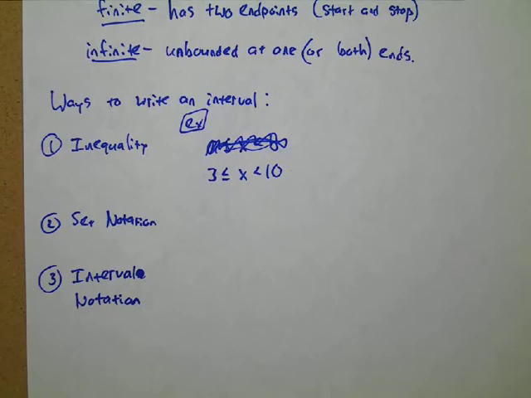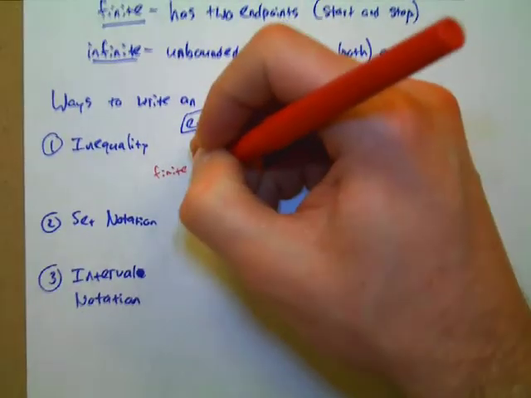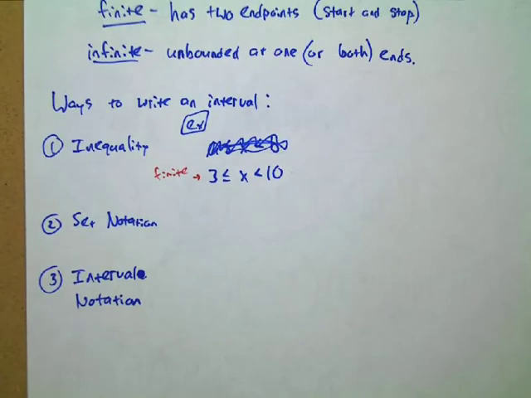X values are greater than or equal to 3. X values are less than 10. So it's between 3 and 10. So finite or infinite? Finite now, because we are between 3 and 10. See the difference there? What you were saying earlier, we're going to get to one of those in just a second. But this is finite. Okay? I'll just write it.